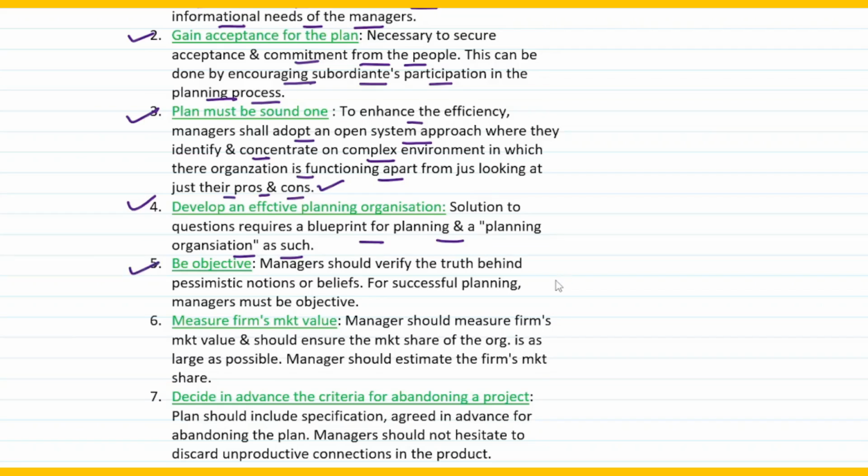It should be objective. Managers should verify the truth behind pessimistic notions of belief. Pessimistic means something which is negative in nature. So if there is a reluctance or there is some kind of negativity, then managers should also consider that. For successful planning, managers must be objective. They should have a very objective approach and not a subjective approach towards the planning, right?